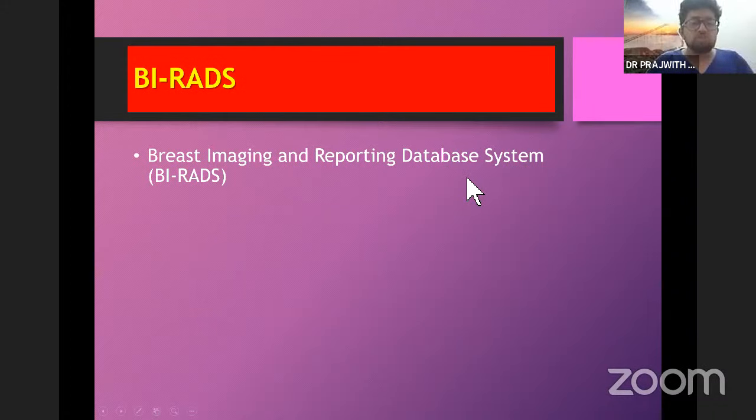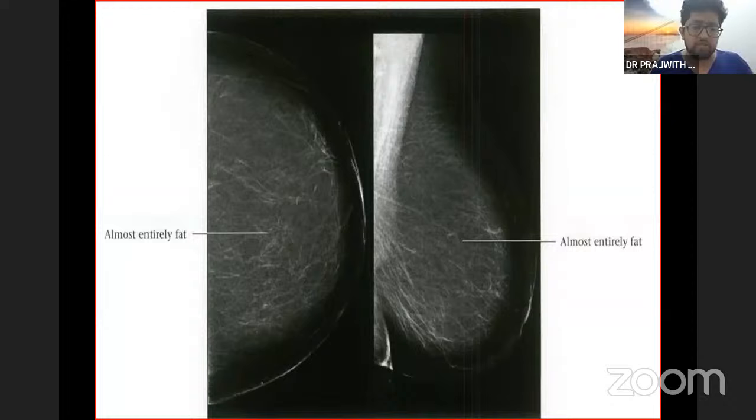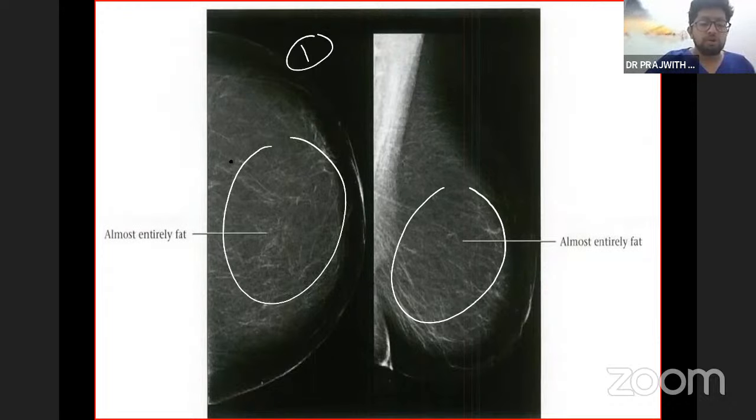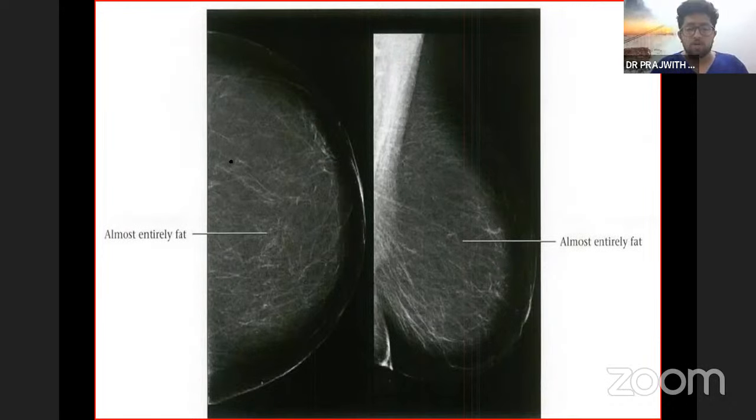Now the BIRADS system is what we follow. Whenever we start imaging of a breast in a mammogram, the first thing is to look at the breast density. If a breast appears like this, it's almost completely made up of fat. This is a very good type of breast, and imaging this kind of breast is very easy. This is the type 1 breast composition, when it is predominantly made up of fat and very little fibroglandular tissue. See that in the mammary zone, we are seeing very little fibroglandular tissue.